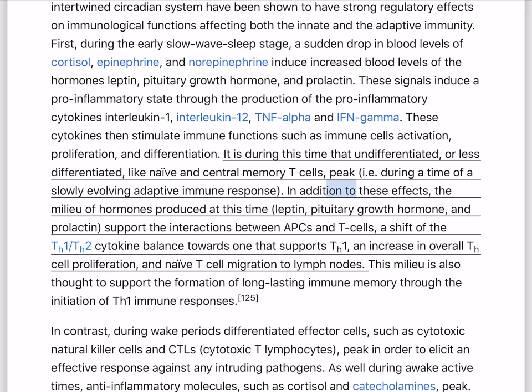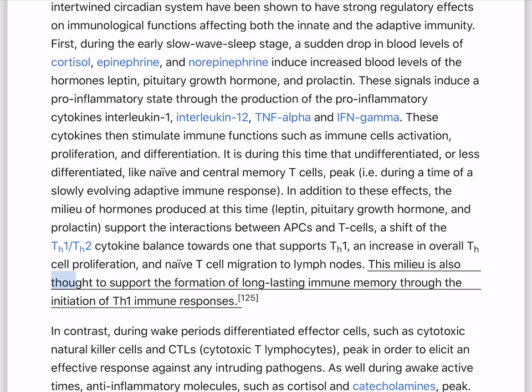In addition to these effects, the milieu of hormones produced at this time, leptin, pituitary growth hormone, and prolactin, support the interactions between APCs and T cells, a shift of the Th1/Th2 cytokine balance towards one that supports Th1, an increase in overall Th cell proliferation, and naive T cell migration to lymph nodes. This milieu is also thought to support the formation of long-lasting immune memory through the initiation of Th1 immune responses.